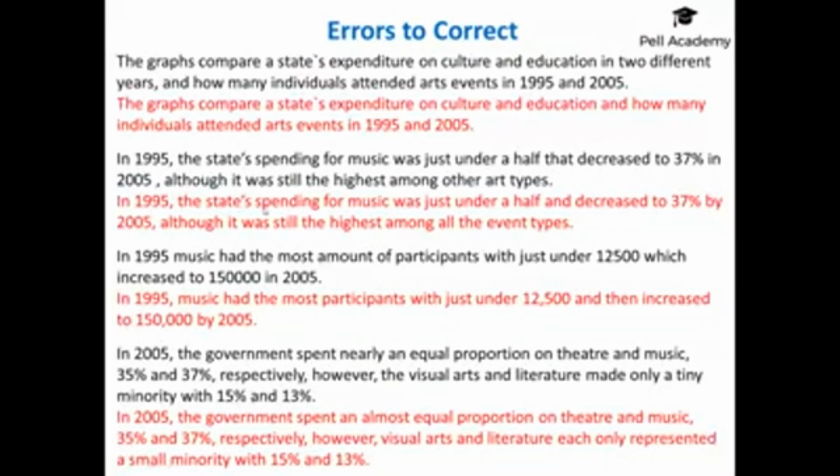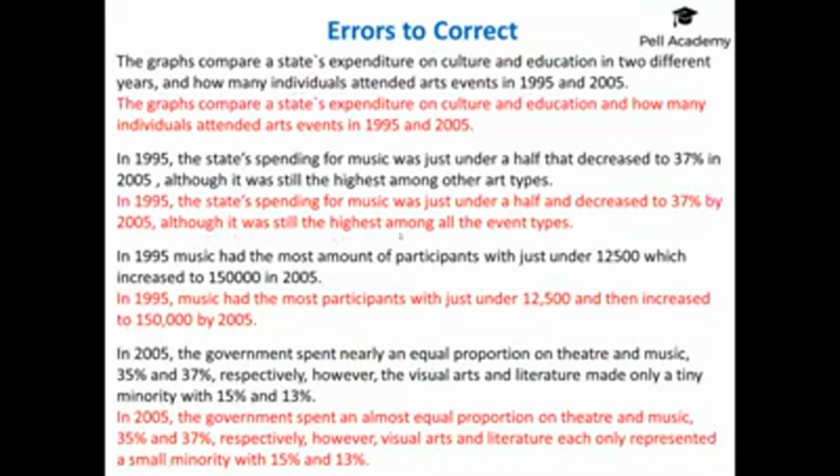"In 1995, the state spending for music was just under a half and decreased 37% by 2005." So this is "by 2005," over that 10-year period from 95 to 2005. It's not really "in 2005." If you say "in," what you're suggesting is that all of the decrease happened in 2005, and you're telling us nothing about the years 95 to 2004. So be careful with that "by" and "in." It doesn't have the exact same meaning.